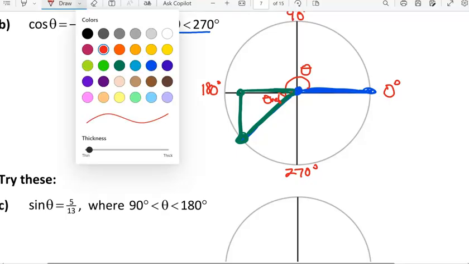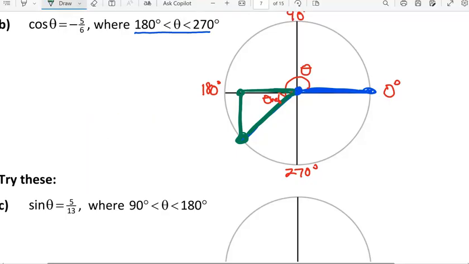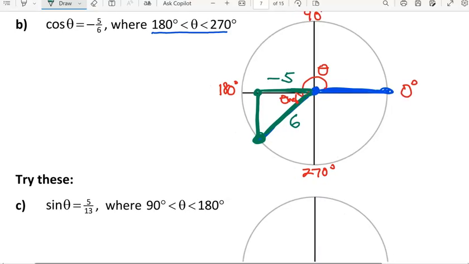So what I know is that cosine of angle theta is negative 5/6. So cosine is adjacent over hypotenuse. Now, if a ratio is negative, that means that either the numerator or the denominator could be negative. In this case, I knew the numerator had to be negative because our adjacent side is pointing to the left. And the hypotenuse, by the way, always has to be positive. This is not a triple, so we're going to use the Pythagorean theorem.